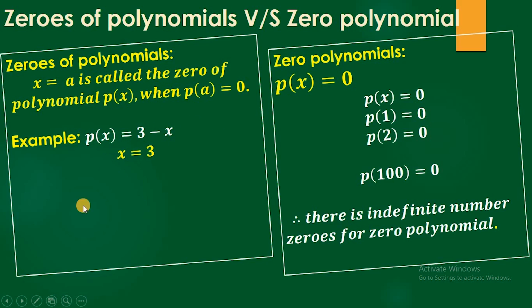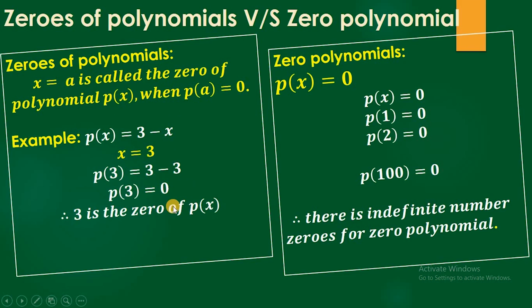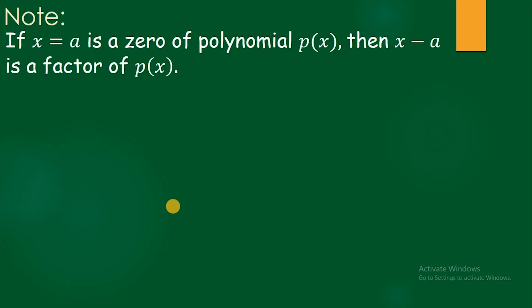Now, if I put x equal to 3, then p of 3 equals 3 minus 3, so p of 3 equals 0. That means 3 is the zero of the given polynomial. Now, till here, I hope you have understood the zeros of the polynomial and zero polynomial. If x equal to a is a zero of a polynomial p of x, then we can say that x minus a is a factor of p of x.